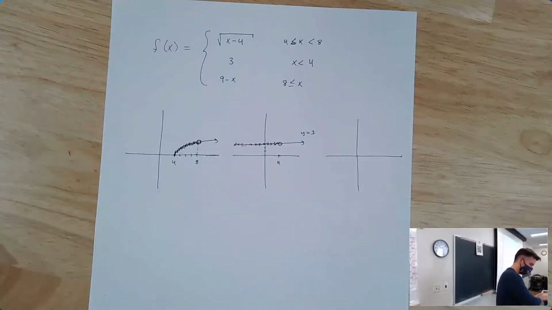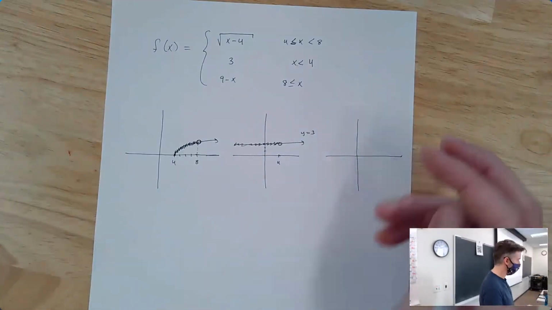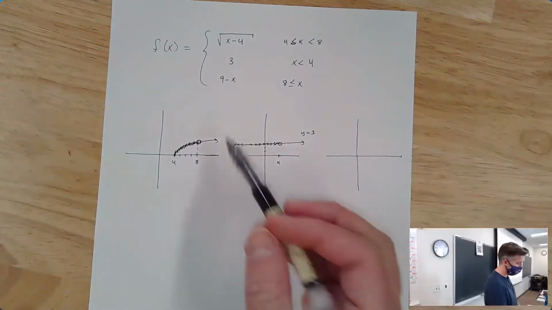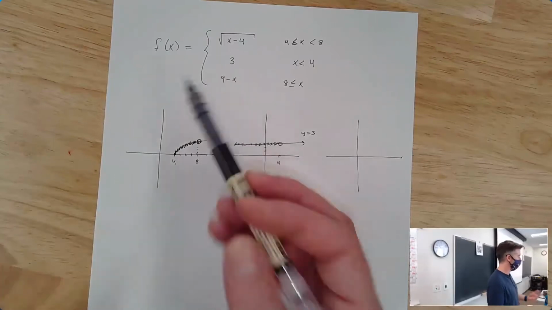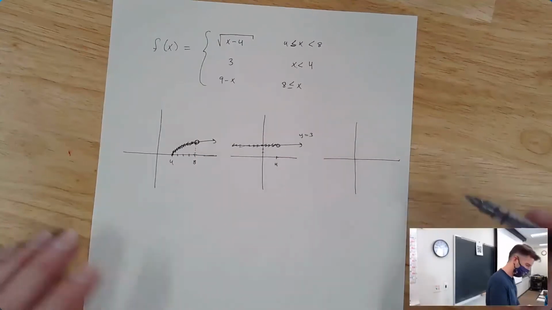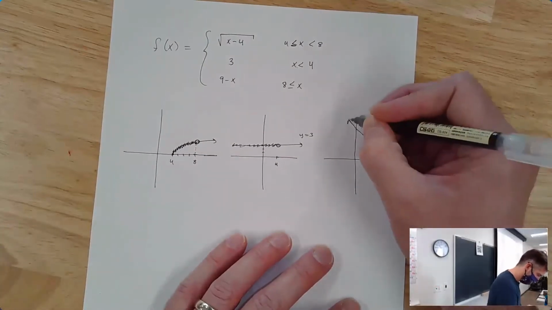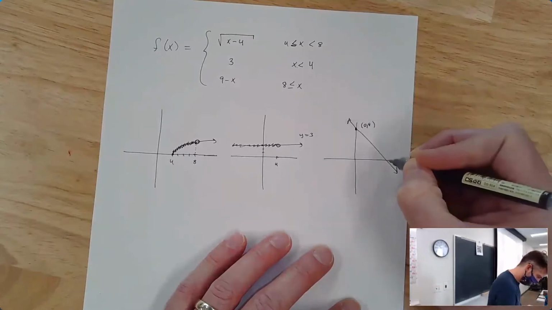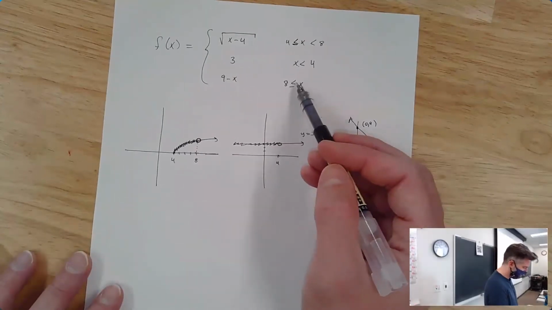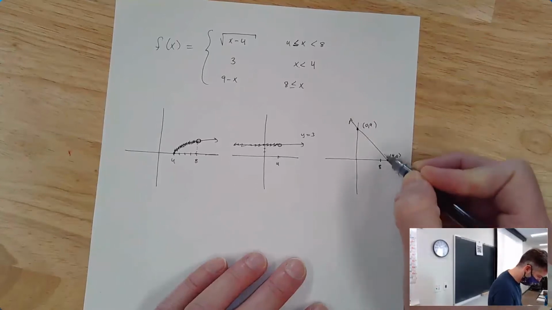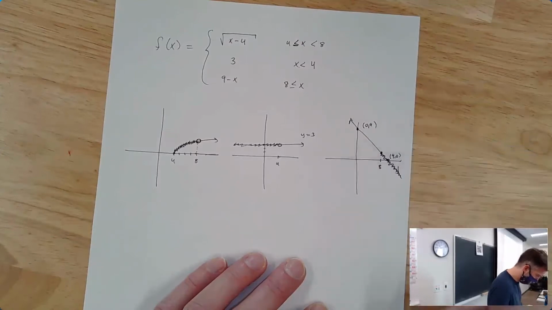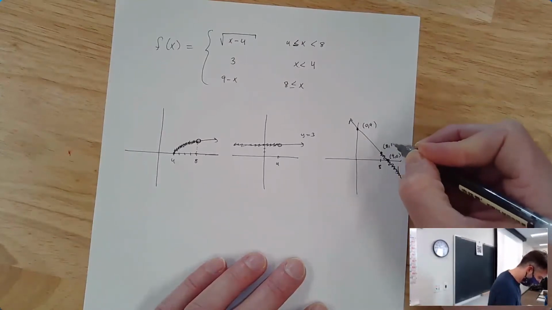And finally, I have this 9 minus x function, which is a downward sloping line. The ones where it's something minus x are always nice because the x and the y-intercept are the same. They're both whatever that number is. This one has a y-intercept of 9 and an x-intercept of 9. And then I want everything where x is bigger than or equal to 8. So I'm going to start at 8, include that point, and then I want everything to the right of it. That point, by the way, is 8, 1.